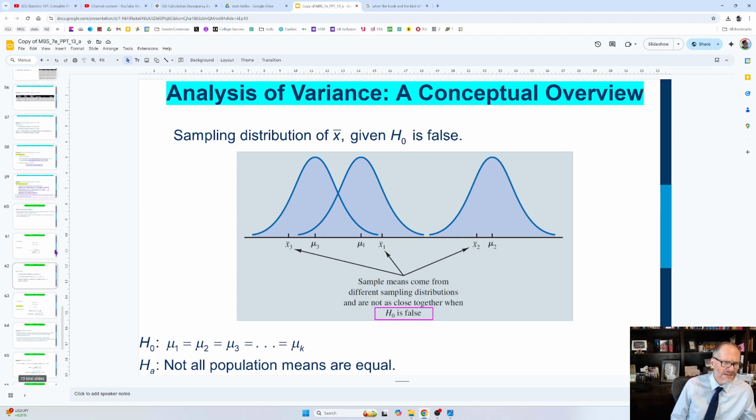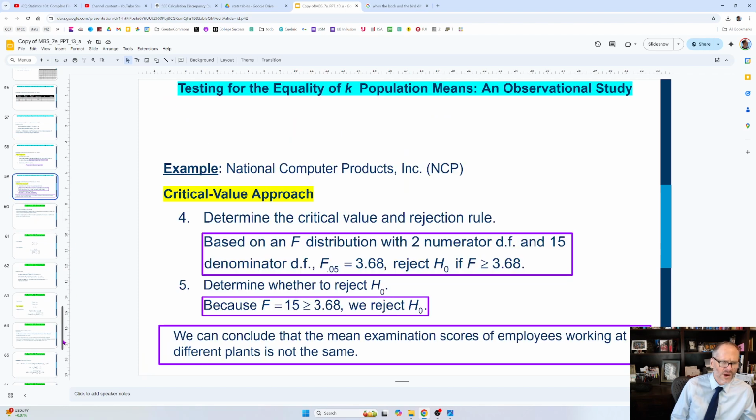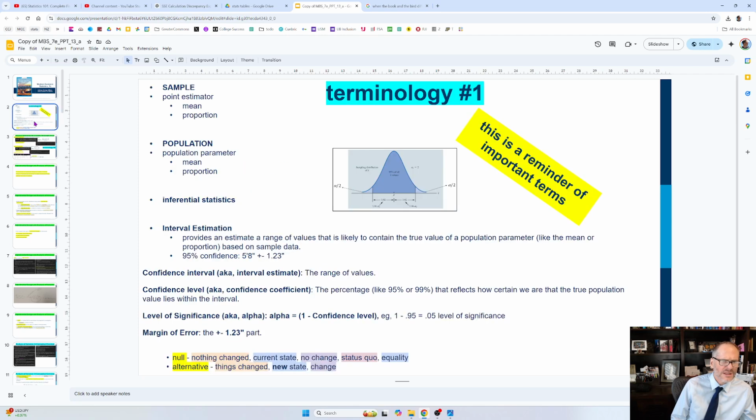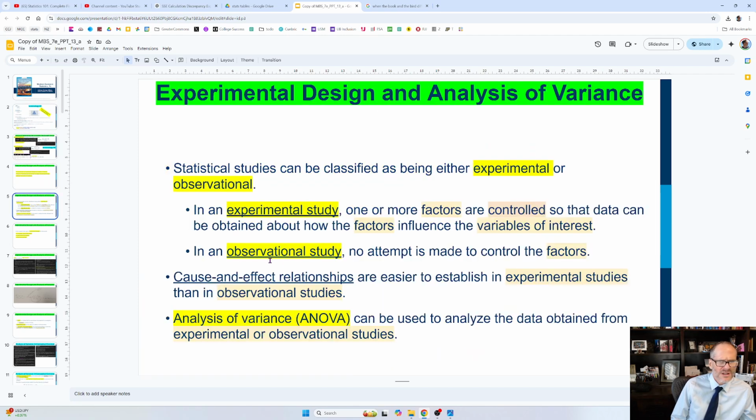So that's another example of using ANOVA, and that's using ANOVA for an observational experiment, an observational study, as opposed to an experimental study. The experimental study was the one right before that. I hope that's helpful for you.